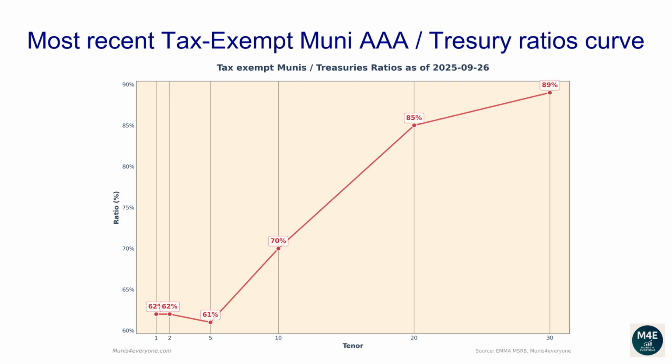The current one-year ratio is 62%. The 2 years ratio is 62%. The 5 years ratio is 61%. The 10 years ratio is 70%. The 20 years ratio is 85%. The 30 years ratio is 89%.